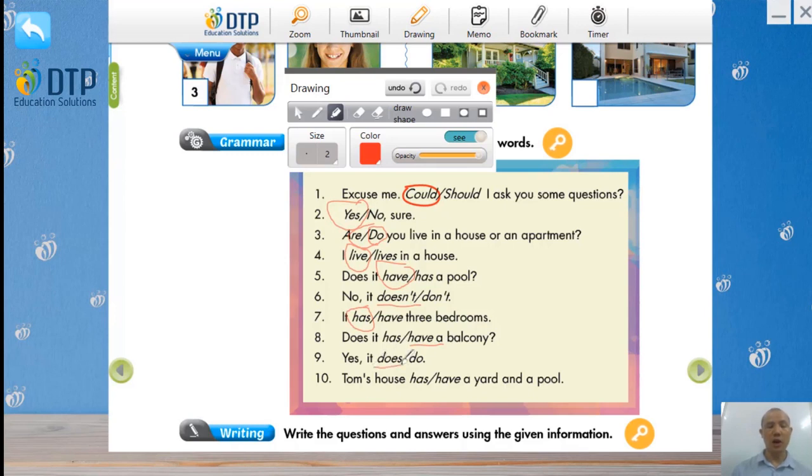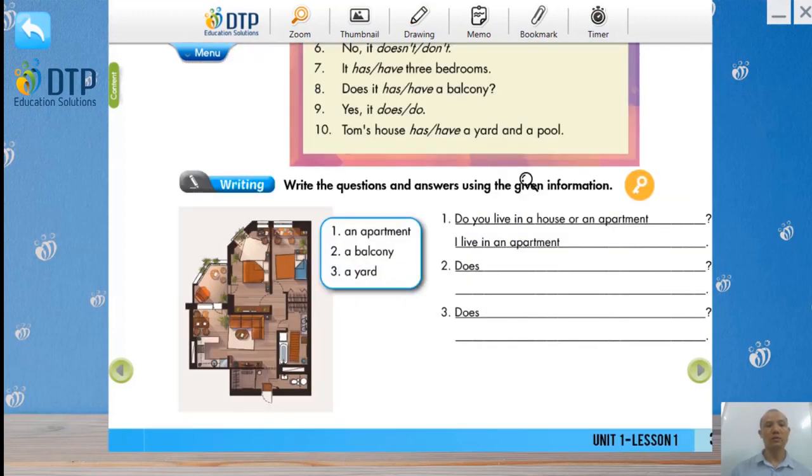It does. Tom's house has a yard and a pool, or Tom's house have a yard and a pool. Which one sounds familiar? Has. That's right. So Tom's house has a yard and a pool. Now, we move to the next exercise. Write the questions and answers using the given information.